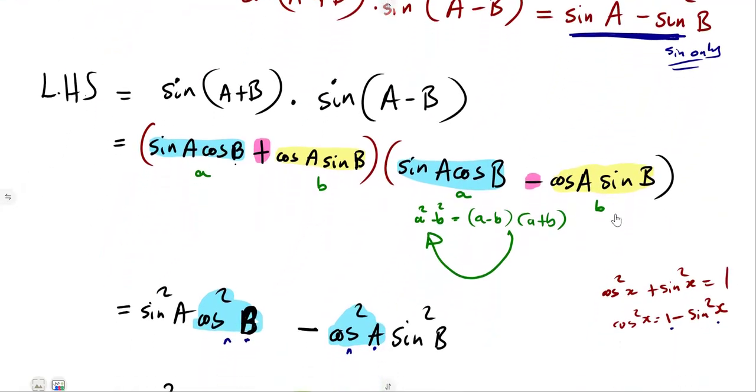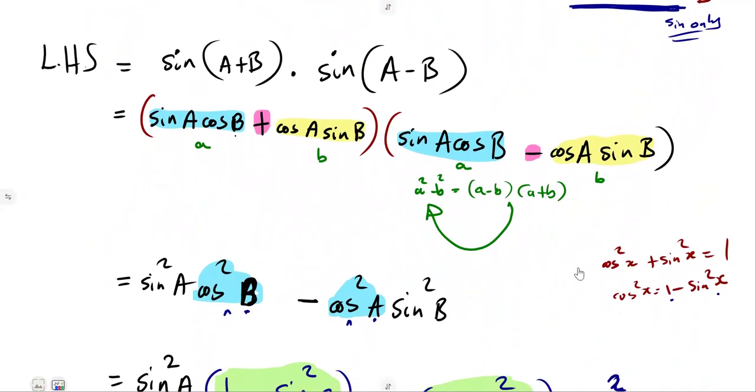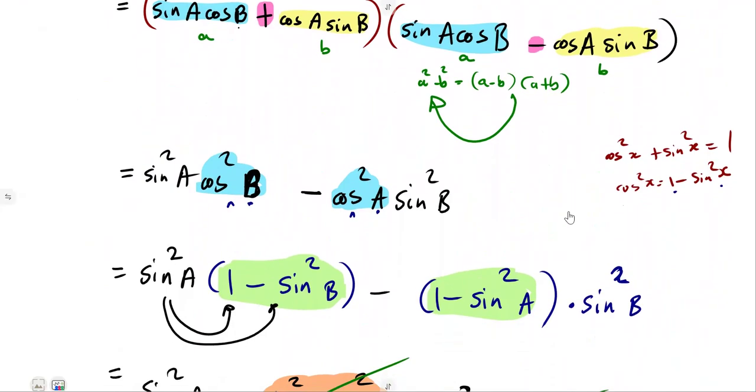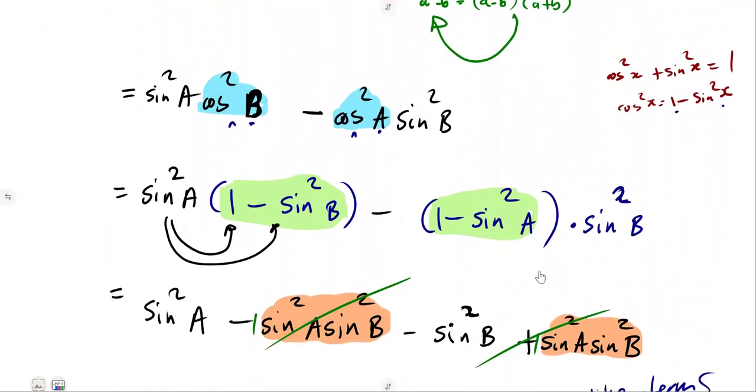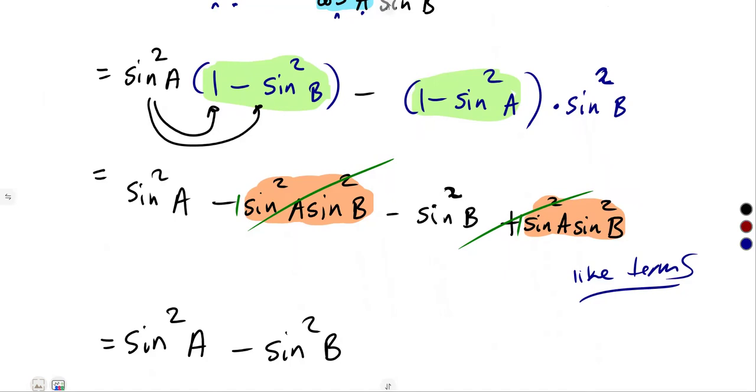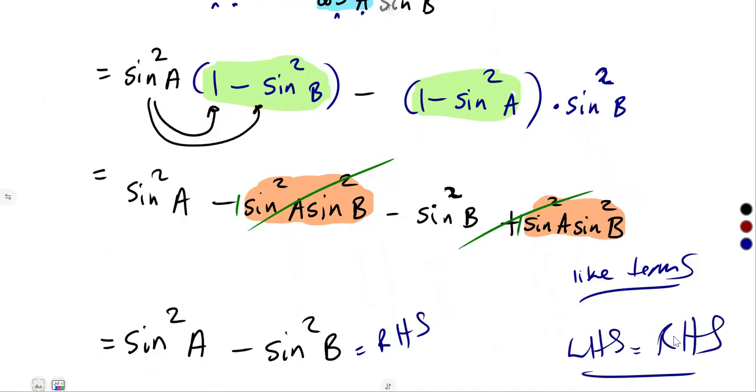So this is exactly what we have, which is our right-hand side. That's how you play around with your identities. We have proved that it is exactly the same as our right hand side. So our left hand side is equal to the right hand side. You have managed to prove it using the compound angle identities.